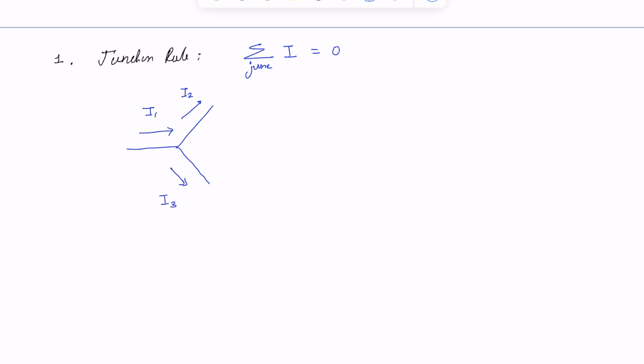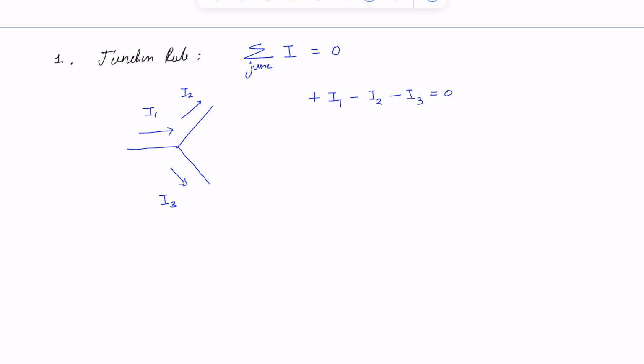The rule we follow when we write this equation, that is summation of I equal to 0, is whatever current is coming into that node or into the junction, we take it as positive, right? So it's going to be plus I1, and whatever current is leaving the node, we take it as minus. So we're going to do minus I2 minus I3 equals to 0. There you go. Plus I1 because that was coming into the junction, minus I2 and minus I3 because they were leaving the junction.